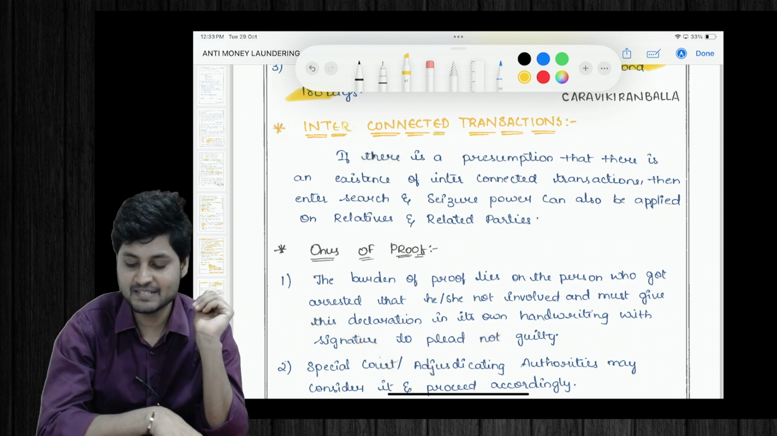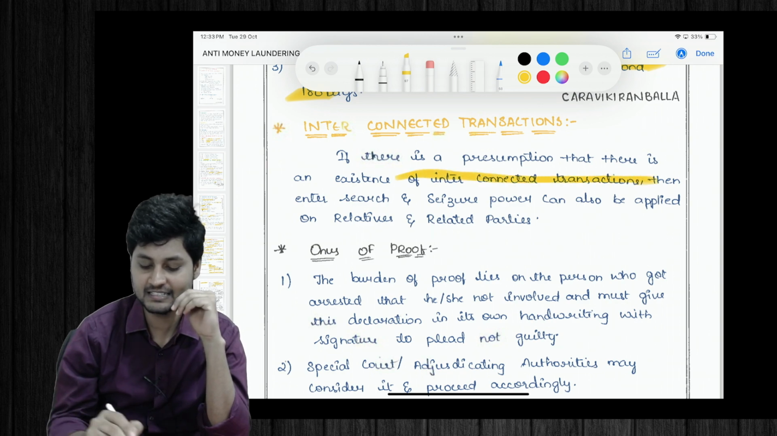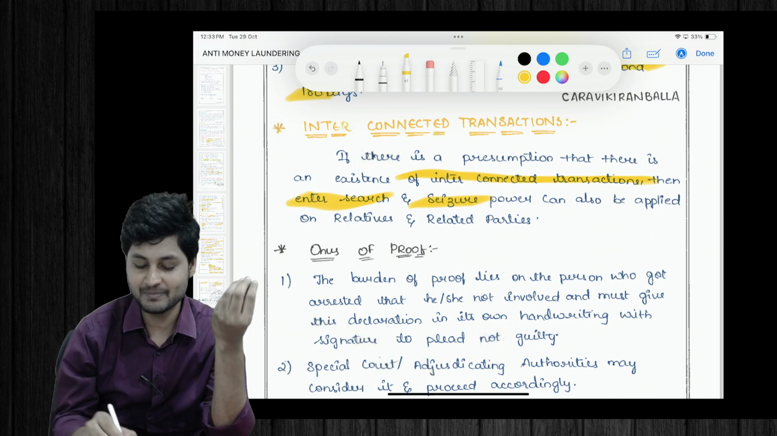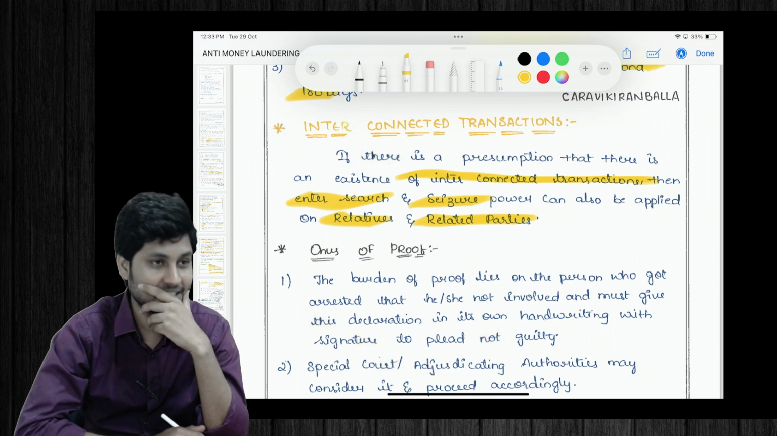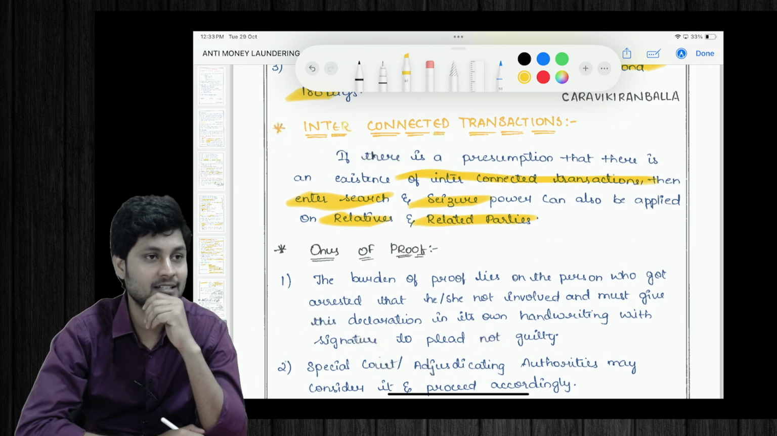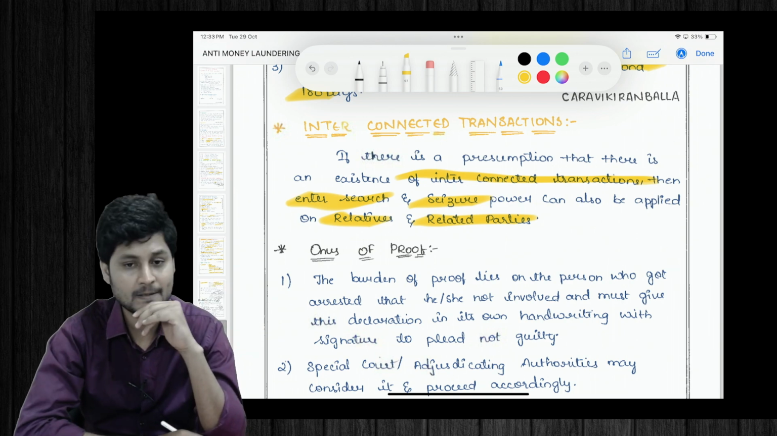If there is any presumption that there is an existence of interconnected transactions, then the search power can also be applied on related parties. If you have any doubt on interconnected people, then you can go and exercise the powers called search and seizure on them also. Okay, done.